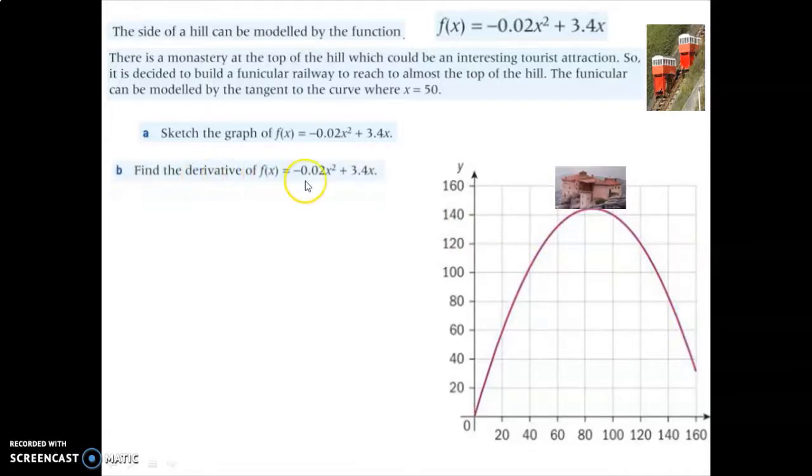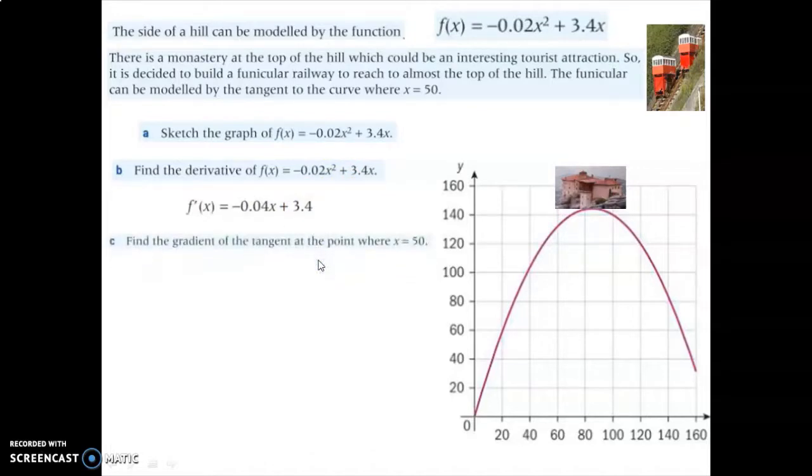Okay, B, find the derivative of this function. Okay, based on the power rule we learned last lesson, there's the derivative. Drop that exponent, multiply, and here when we have this x, it just stays as the coefficient.